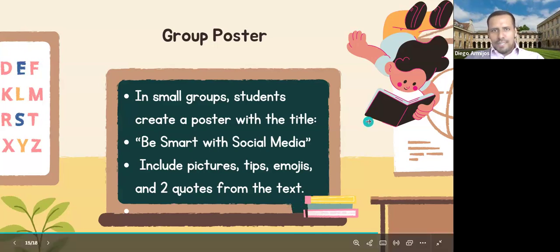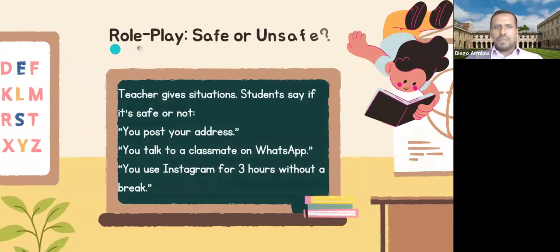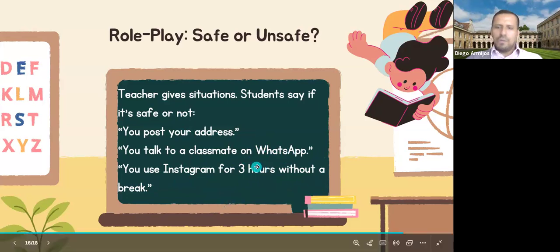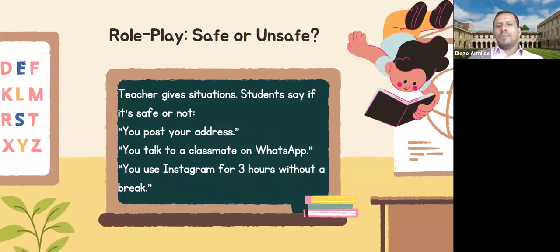All right, the next one is another strategy, role play. Wow, I think all teachers have used this kind of strategy. We can say safe or unsafe, right? So the teacher gives a situation. Students say if it's safe or not. You post your address. What do you think? Safe or not? So they can interact with their friends. You talk to a classmate on WhatsApp, safe or not? You use Instagram for 3 hours without a break, safe or not? So of course, this must relate to the text they have read previously.